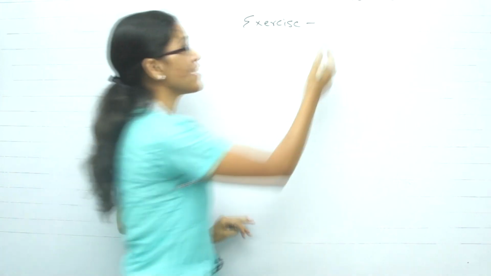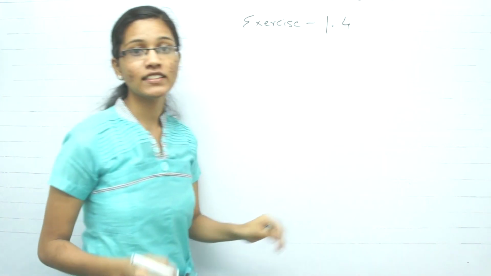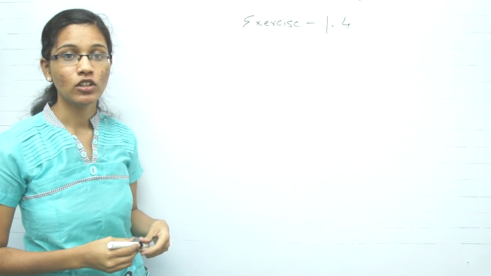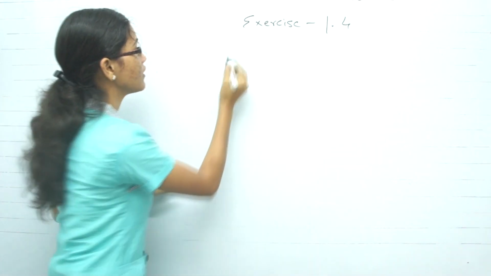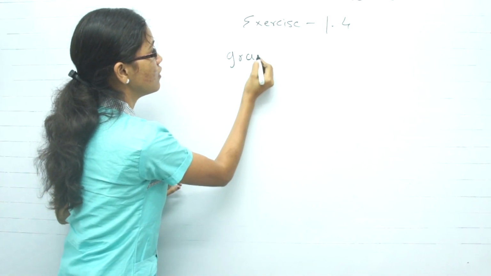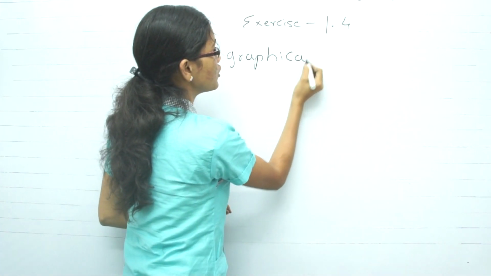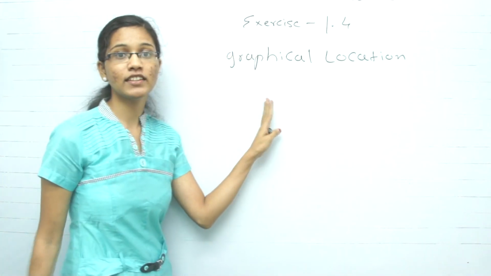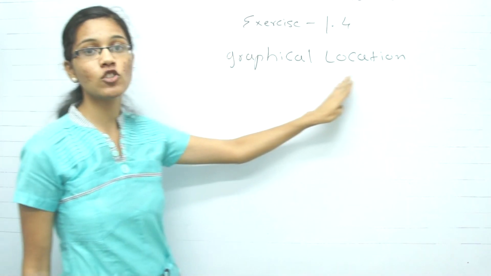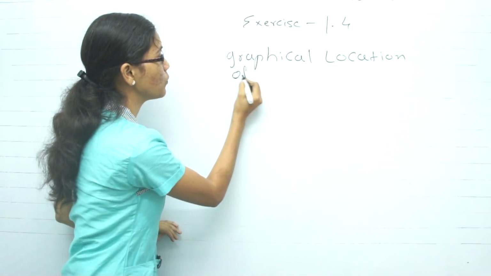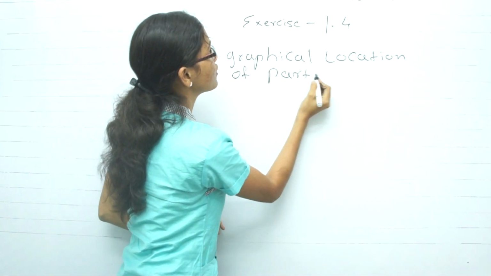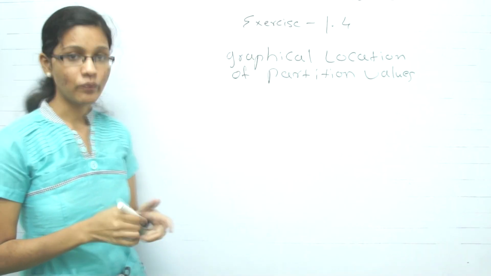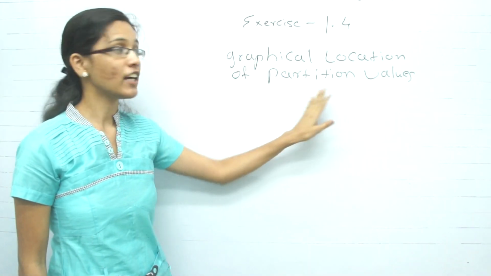We will start exercise 1.4, which is the graphical location of the partition values. We are over the deciles and percentiles. We have started the graphical locations of the partition values of grouped data, discrete frequency distribution and continuous frequency distribution.